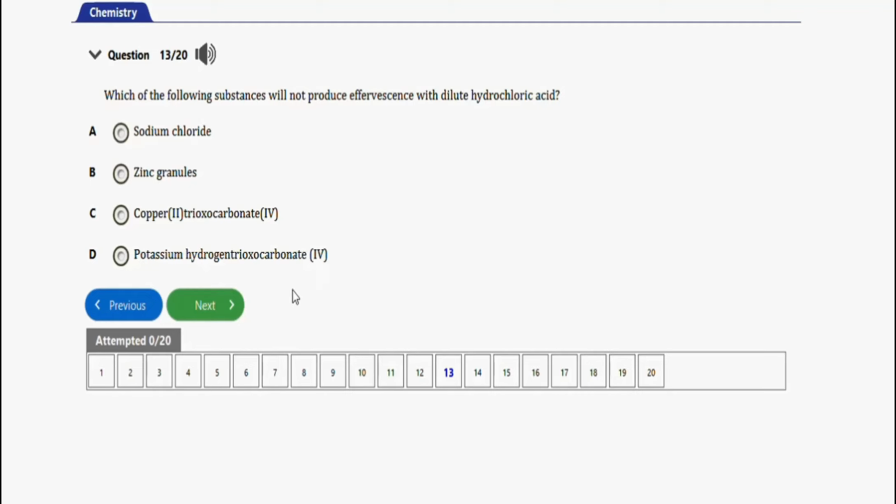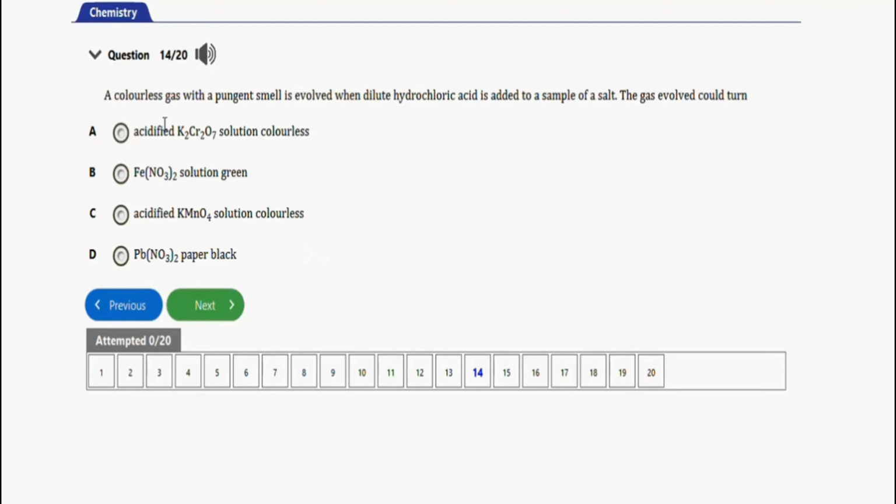The next question says a colorless gas with a pungent smell is evolved when dilute hydrochloric acid is added to a sample of a salt. The gas evolved could turn acidified potassium chromate(VI) solution colorless. No, it's not option B. It will be option C. It will turn acidified potassium manganate(VII) solution colorless. Okay, so that's the right option, option C.